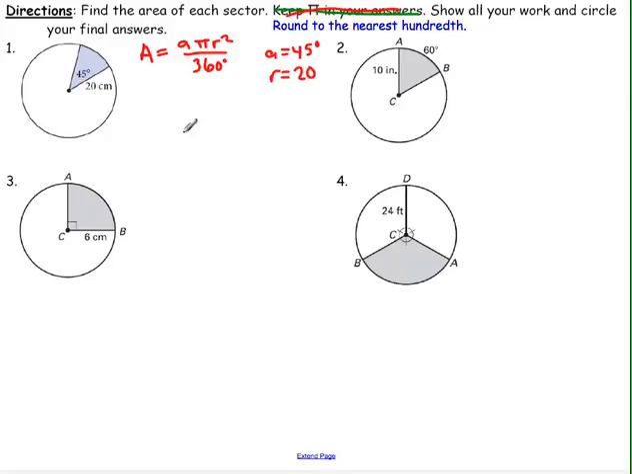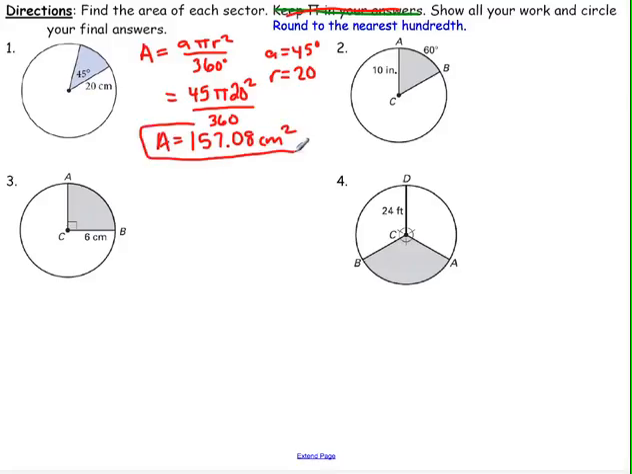From there, we're just going to substitute in. So it's going to be 45 times pi times 20 squared, and then we'll divide by 360. When we put that into our calculators, 45 times pi times 20 squared divided by 360, and round to the nearest hundredth, we'll have 157.08 square centimeters. Just for this assignment, we're going to work to the nearest hundredth. Keeping pi in your answers is a quick way of finding it, and we worked on that in another lesson. Today we'll just round to the nearest hundredth.